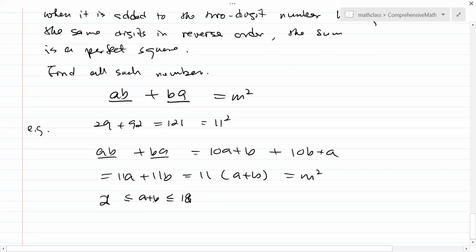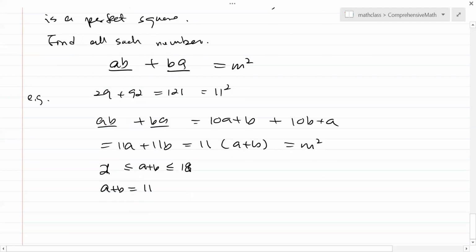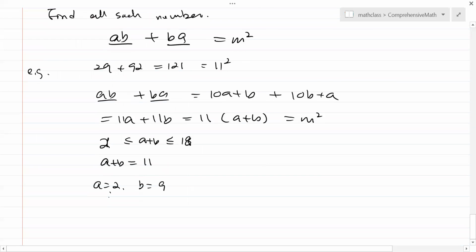But you already have a factor 11. So for this to become a perfect square, the only choice is going to be 11, right? That's done. So a could be 2, b is going to be 9. Then you keep changing, all the way to a equals 9 and b equals 2. Okay. So there are 8 such numbers. That's my understanding. There are 8 such numbers.